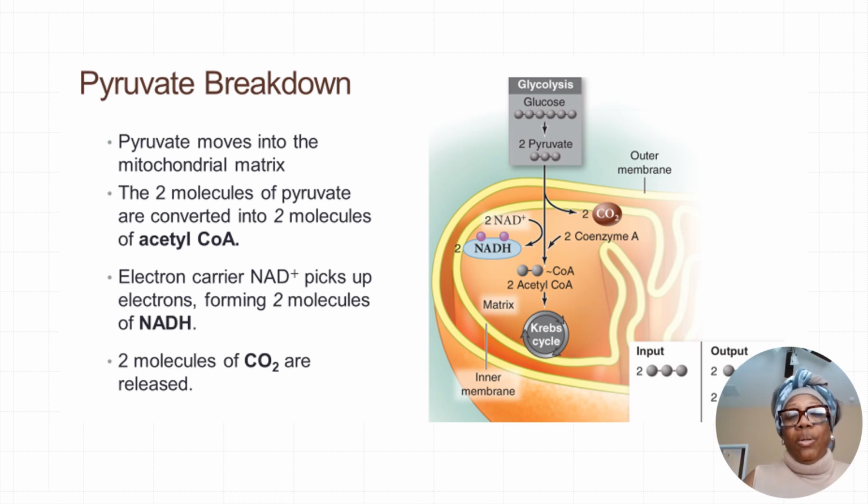So if you'll recall, or just look back at the slide that had the cross section of the mitochondria, there are different parts of the mitochondria, different components that make it up. Pyruvate moves into the mitochondrial matrix. So that's one of the parts within the mitochondria. The two molecules of pyruvate are converted into two molecules of acetyl-CoA. The electron carrier NAD plus picks up electrons, forming two molecules of NADH, and then two molecules of carbon dioxide are released.